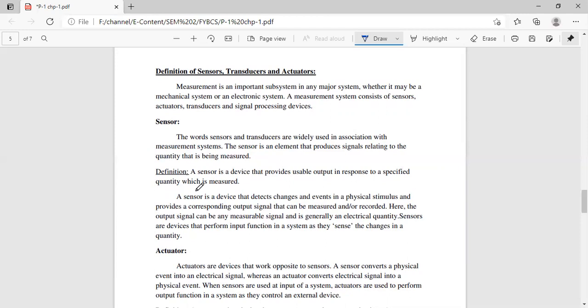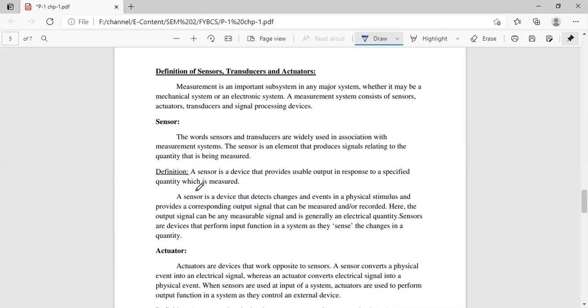First one is your sensor. The words sensor and transducer are widely used in association with the measurement system. Till now also we have recalled these names many times, sensor and transducer. Now what is it? The sensor is an element that produces a signal relating to the quantity that is being measured.